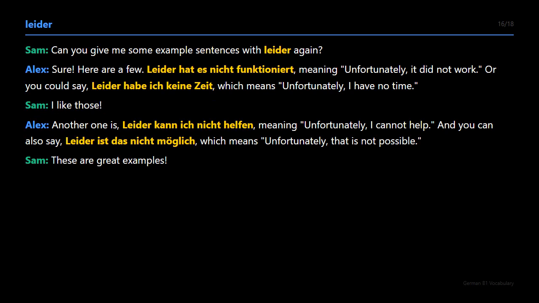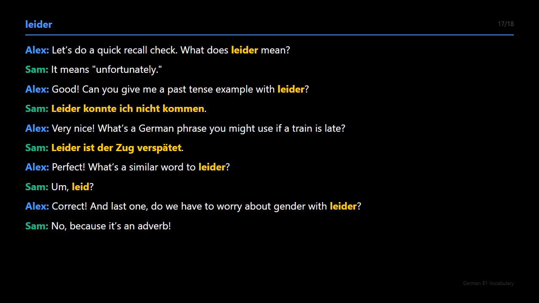These are great examples. Let's do a quick recall check. What does "leider" mean? It means "unfortunately." Good. Can you give me a past tense example with "leider"? "Leider konnte ich nicht kommen." Very nice. What's a German phrase you might use if a train is late? "Leider ist der Zug verspätet."